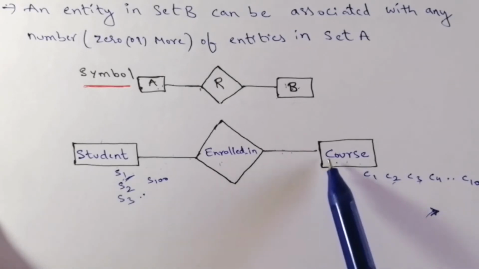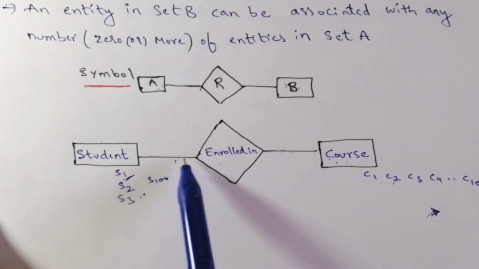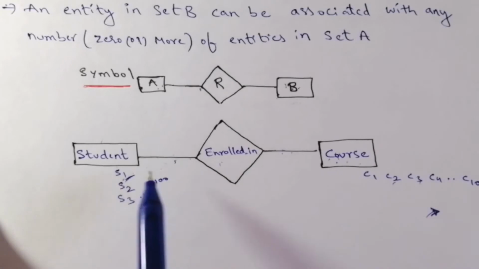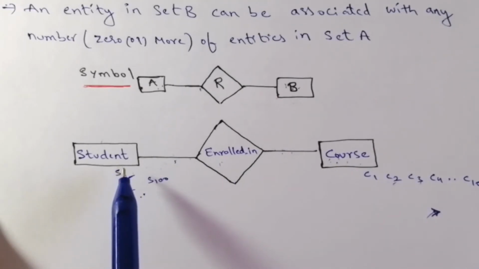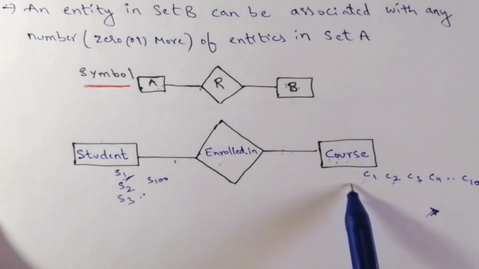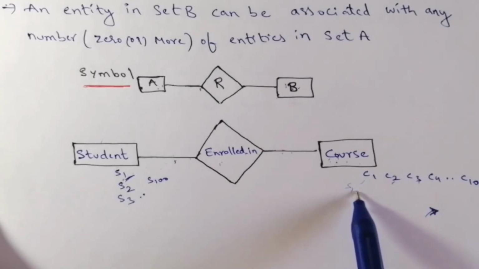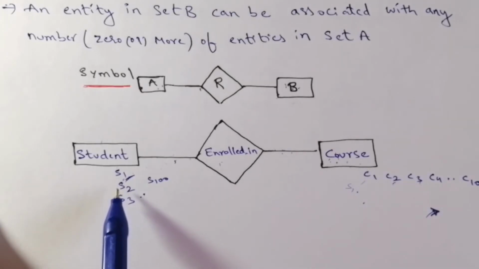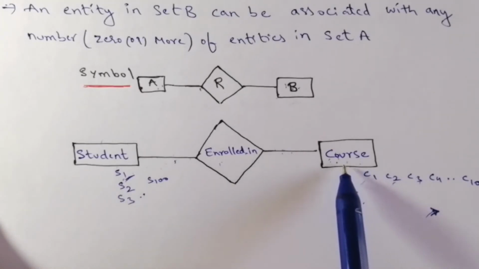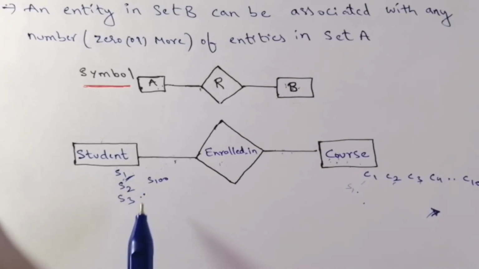In the same way, see here what type of indication there is from this side. One course can have many students, right? In the course C1, I can have S1, I can have S2, I can have S3, that is, I can have many students in a single course, right? Such a type of relationship we call many to many cardinality, right?